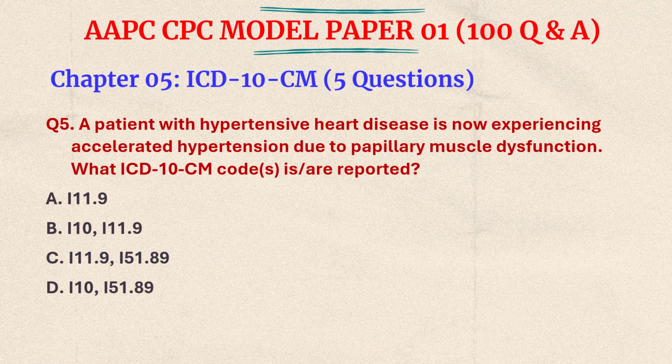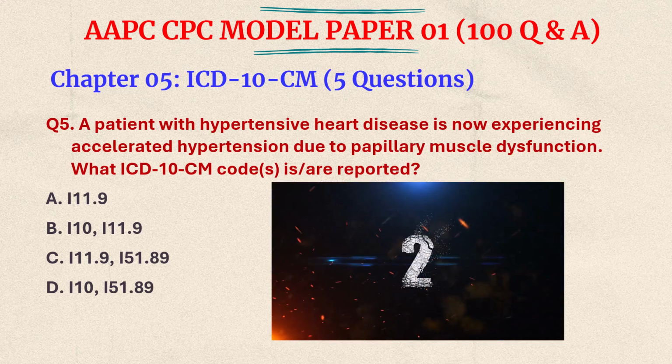Question number 5. A patient with hypertensive heart disease is now experiencing accelerated hypertension due to papillary muscle dysfunction. What ICD-10 codes are reported? So please pause the video, take your ICD-10 CM code book and find the answer. 3, 2, 1.